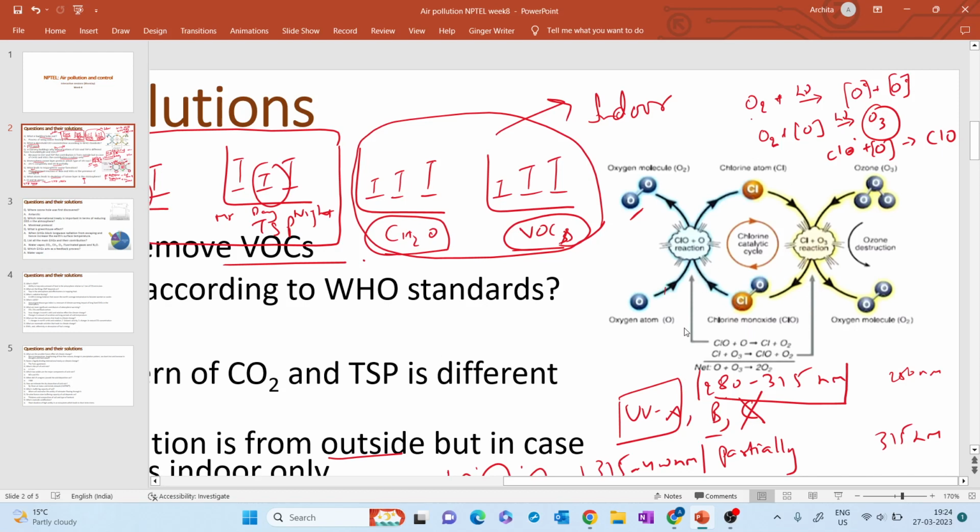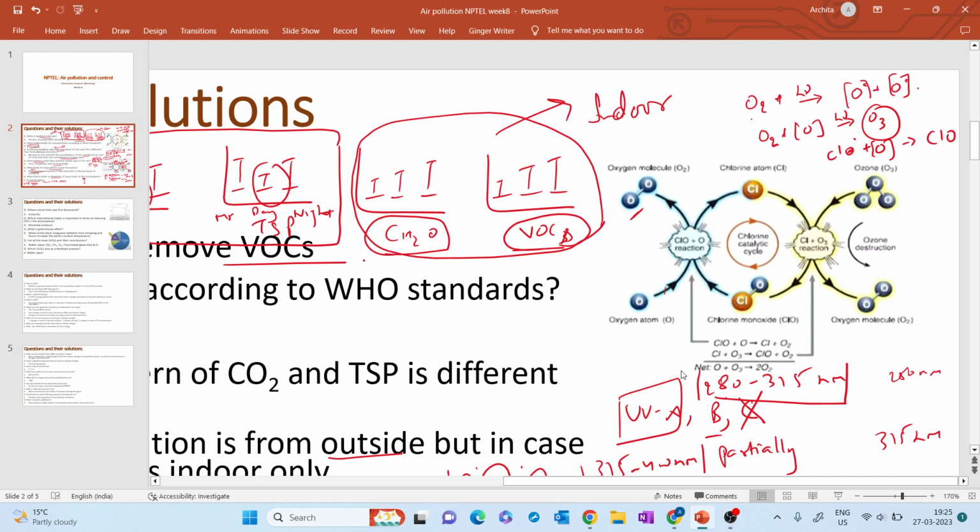Further, in between, this ClO, the chlorine oxide, will react with a further oxygen atom. So this ClO will give Cl plus O2. What is happening is that it is not letting ozone form. Whatever atoms of oxygen are forming in the atmosphere by breakdown of the oxygen molecule, it is reacting with those atoms, and hence the reaction keeps proceeding.